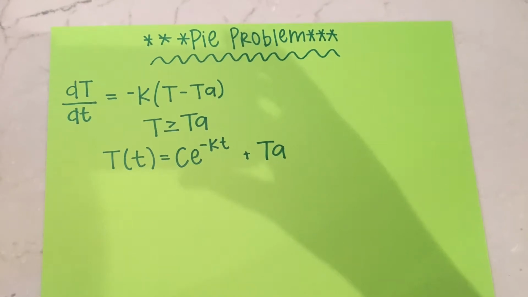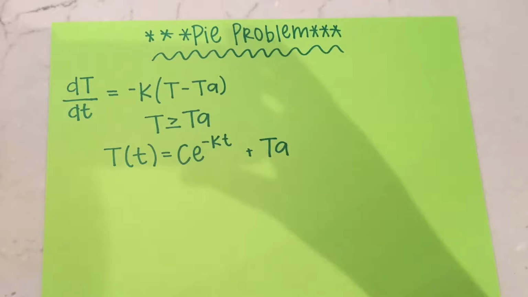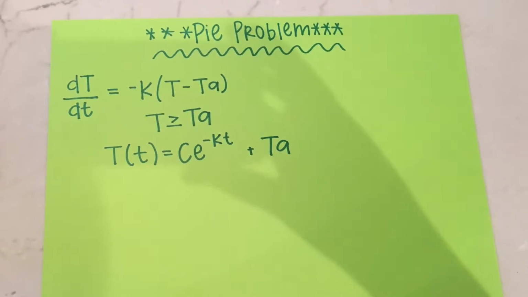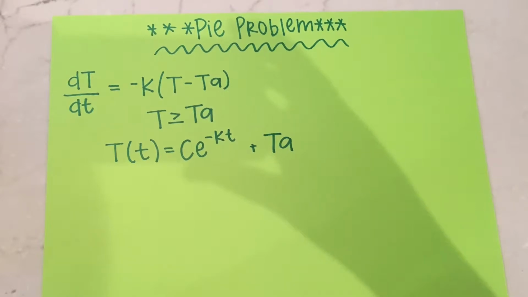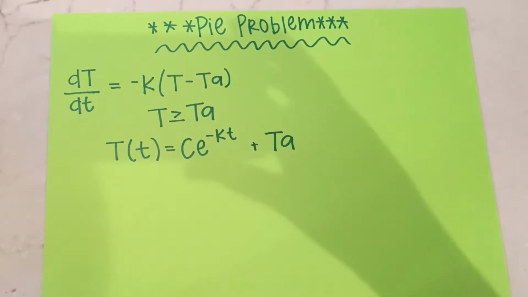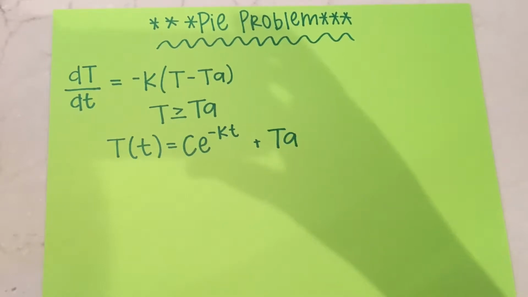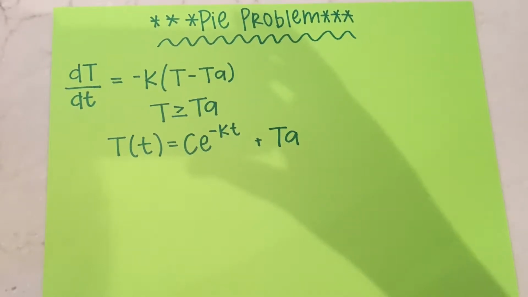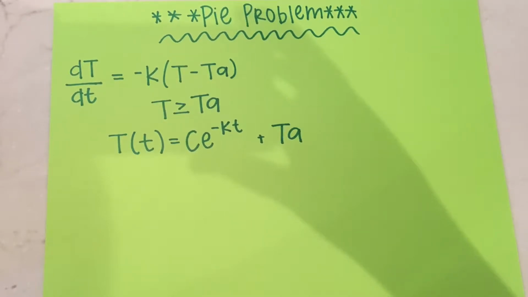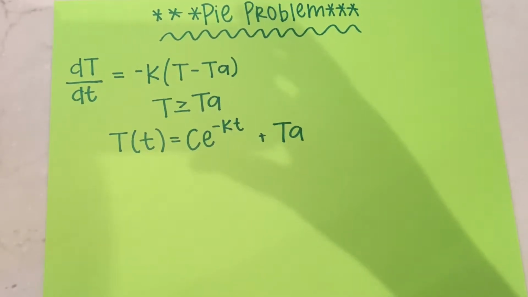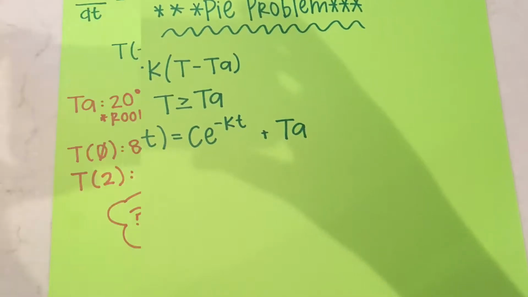Just as a review, if we have the differential equation dT over dt, meaning temperature over time, equal to negative k multiplied by (T minus T sub A), we can create a general solution in order to perform Newton's law of cooling problems. Because we have a pie that is a greater temperature than our ambient temperature, we are going to use this general solution equation. Temperature as a function of time is equal to Ce^(-kt) plus our ambient temperature, or T sub A.